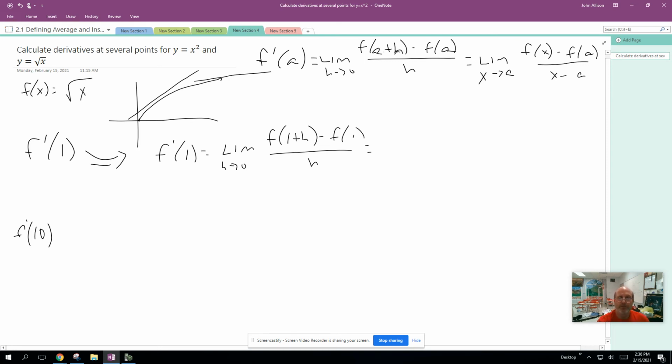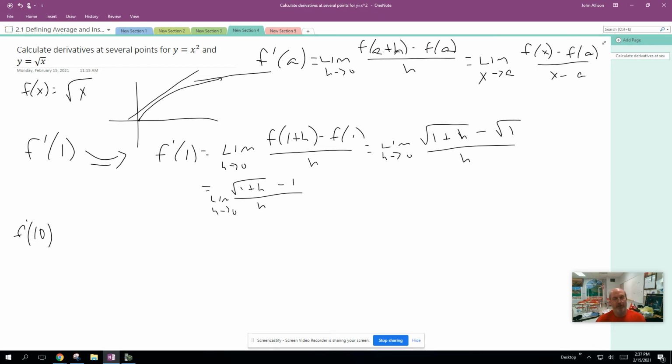So this equals the limit as h goes to 0 of the square root of 1 plus h, minus the square root of 1, which is just 1, over h. This is the square root of 1 plus h minus 1, over h. I still have to have the limit. Can't lose the limit.